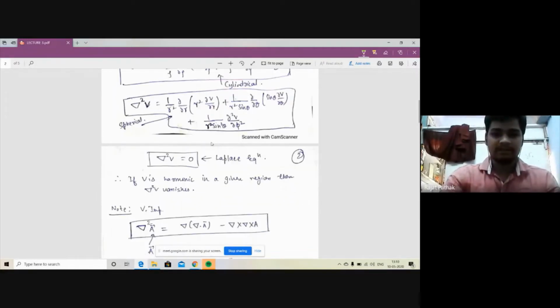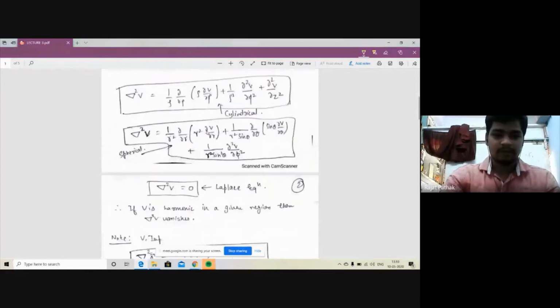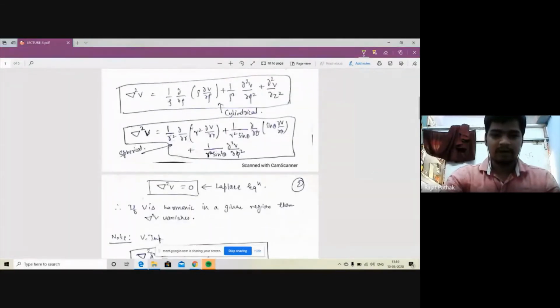Similarly, this is the formula for the spherical coordinate system. You have to learn this formula. 1 by r square dou by dou r of r square dou V by dou r, plus 1 by r square sin theta dou by dou theta of sin theta dV by d theta, plus 1 by r square sin square theta dou 2 V by dou phi square. This is in r, theta, phi. The earlier one is in rho, phi, z, the cylindrical coordinate system, and this one is in the spherical coordinate system.